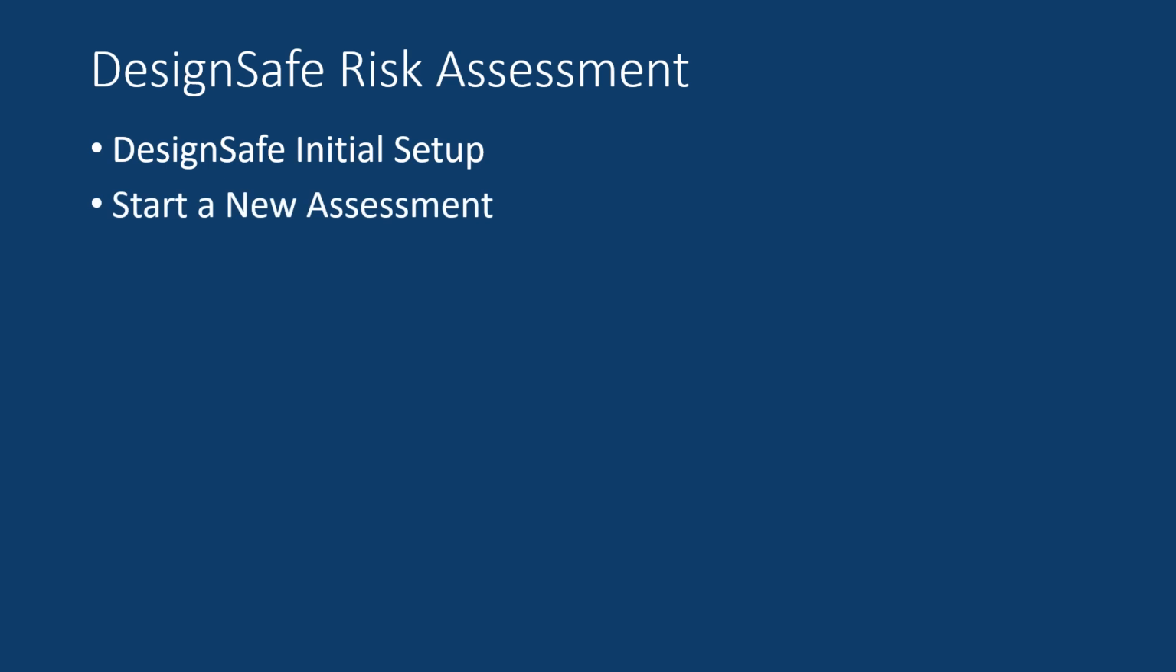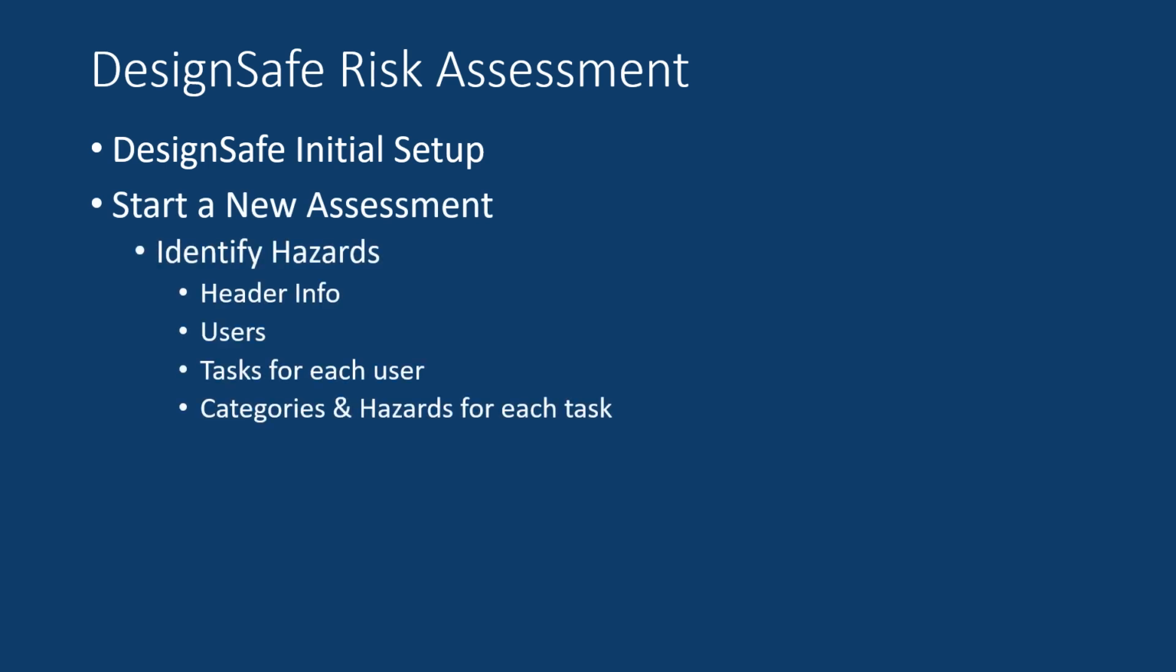Let's do a quick review here. When you first open DesignSafe, you're going to have to go through that initial setup and identify the industry that's most closely associated with the product that you're designing. And then you will go and start a new assessment, a new risk assessment. When you do that, there are two main parts. The first tab is to identify the hazards. So you'll enter the header information, choose the types of users, choose the tasks for each user, and then finally the categories and the hazards associated with each of those tasks.